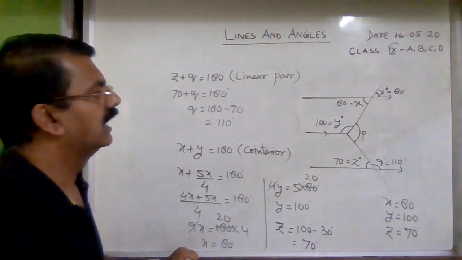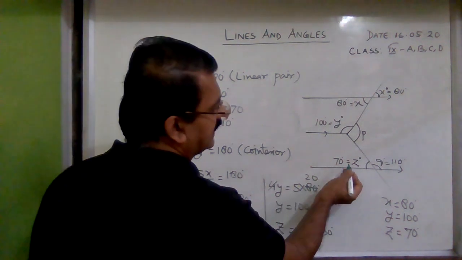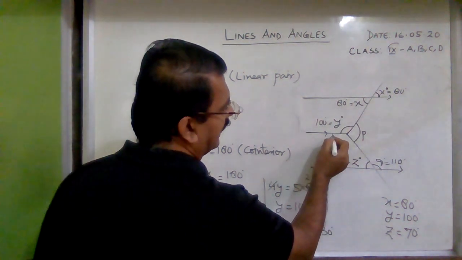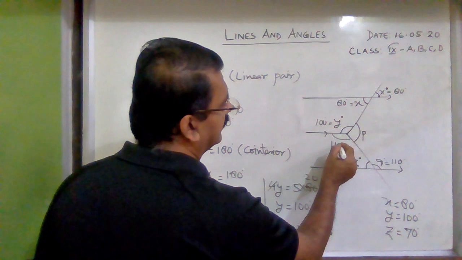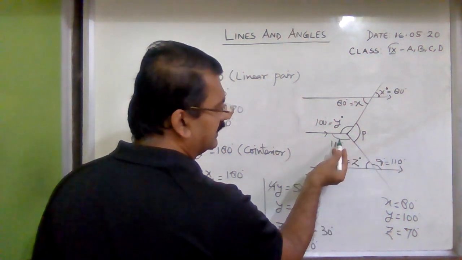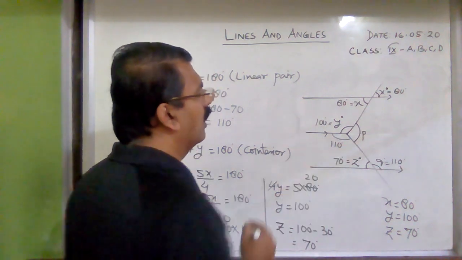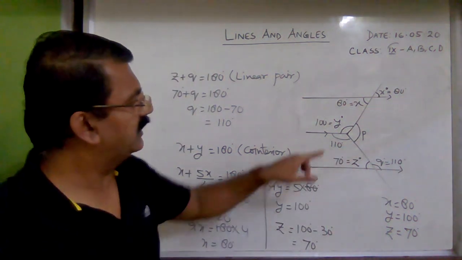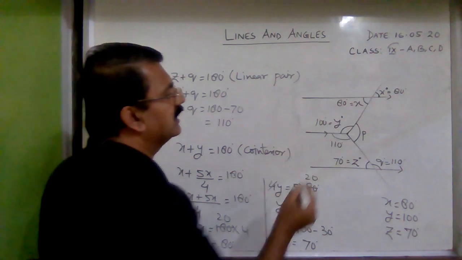110. Okay. Now one thing. If this angle is 70, then this angle will be equal to 110 because they are co-interior. Or if this angle is 110, then this will also be 110 as they are alternate interior angles. So we have found that this angle is 110.